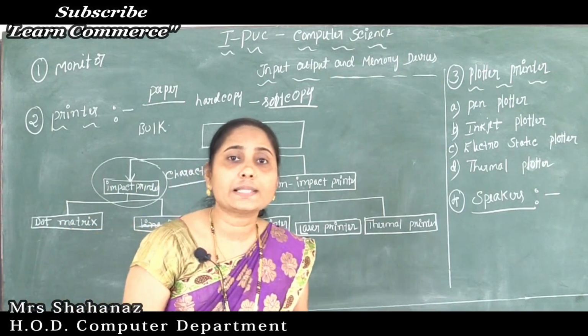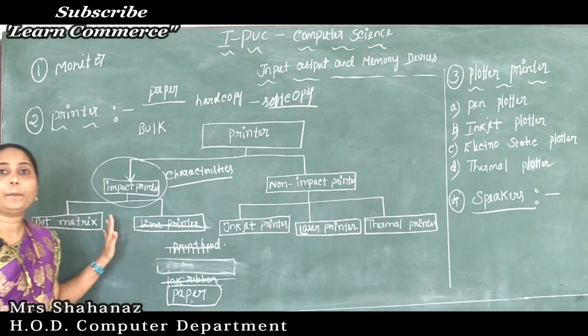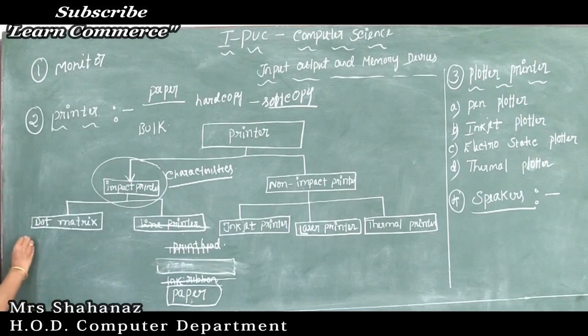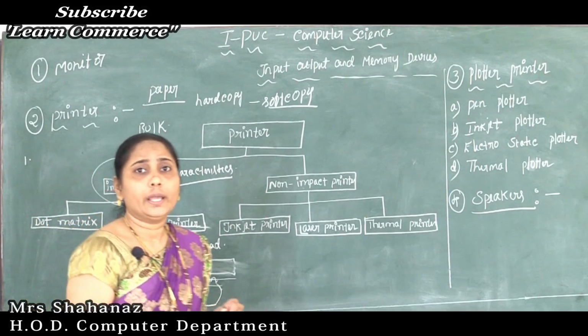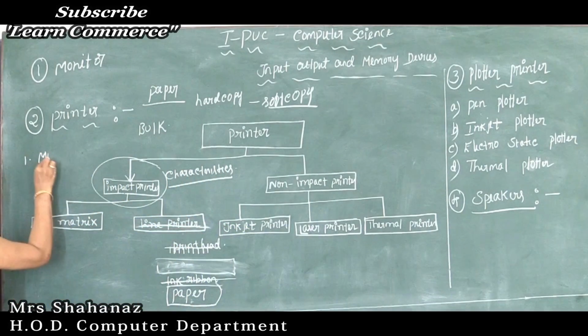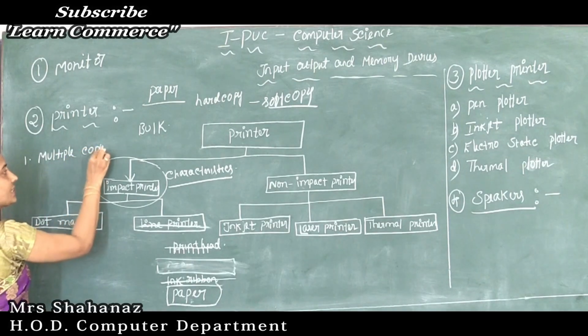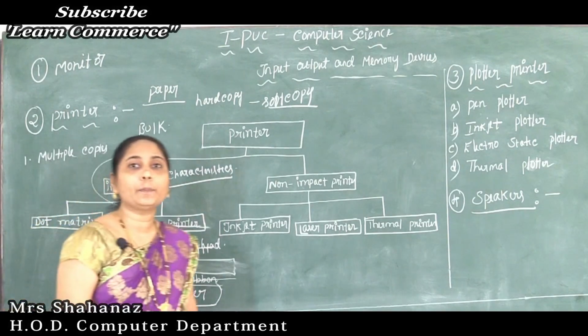Now the second characteristic we can say in the case of the impact printer: it is ideal for printing multiple copies. So what about the multiple copies in this case? The multiple copies are also called carbon copies.